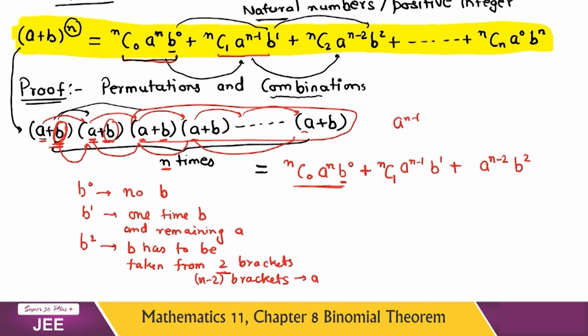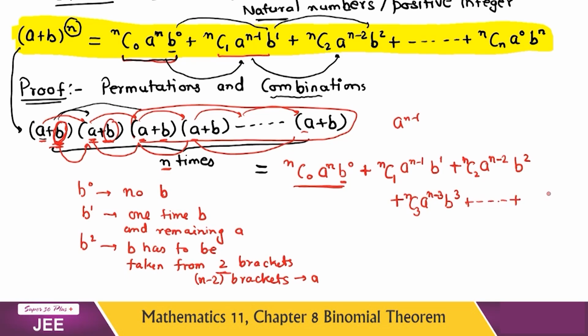Now in how many ways can this combination be made? In how many ways out of n brackets can I select any 2 brackets for b? It can be done in NC2 ways. Similarly, for the next term we want b raised to the power 3. So I have to select 3 brackets so that I can have 3 b's, and b into b into b will be b cube. Now from the remaining n minus 3 brackets I will get a. So it becomes a raised to the power n minus 3. But in how many ways can I select 3 brackets for b out of n? This can be done in NC3 ways, and so on.